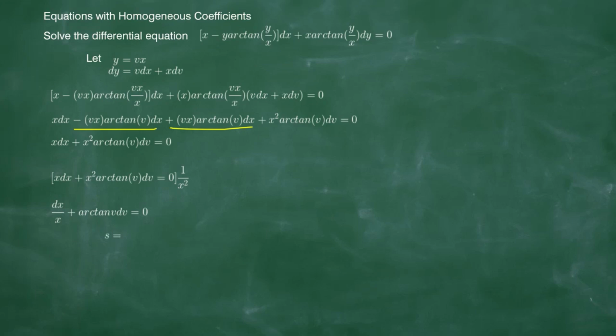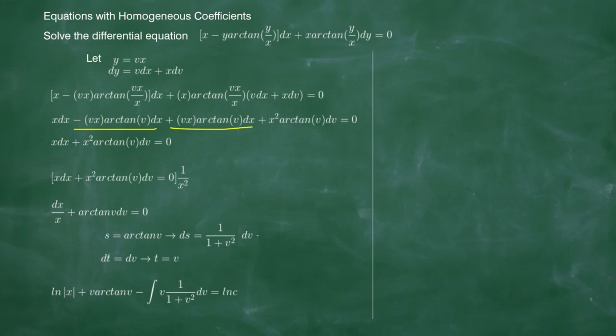Since v is already used here, we'll just use another set of variables. Say s equals arctangent of v, and that will give us ds equals 1 over 1 plus v squared dv, and then the other variable dv will be equal to dt, and t is equal to v. The first term is just ln x. The second term would be st, that's v arctangent of v, minus the integral of t ds, that's v times dv over 1 plus v squared, equals ln c.